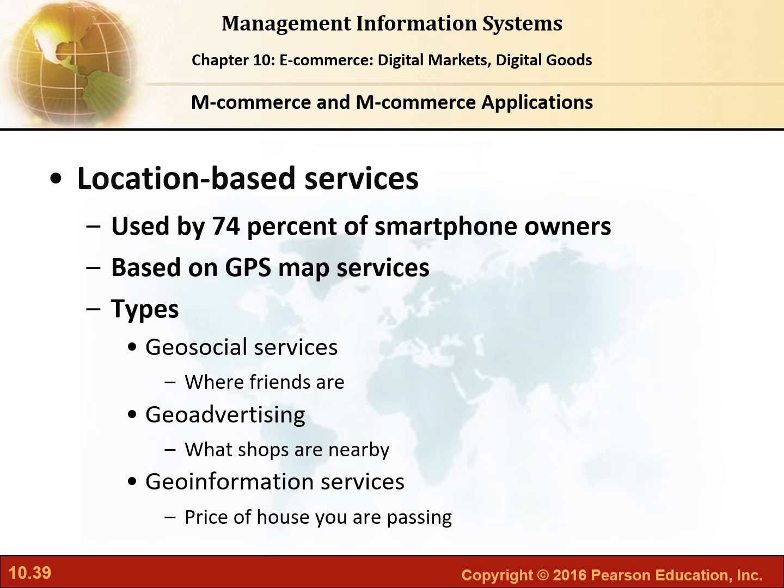Geo advertising, like what shops are nearby, suppose a nearby ATM booth, nearby hospitals, nearby restaurants. So you can check that out. And then another one is geo information services, like if you want to know the price of a house or renting options, if you want to check any flat rent, you can check it through this geo information service.